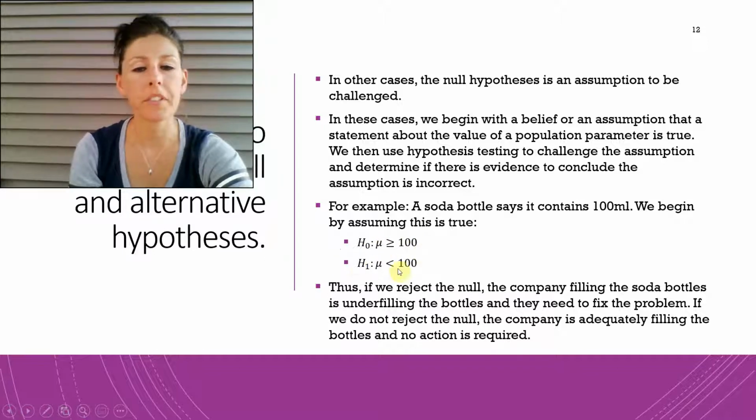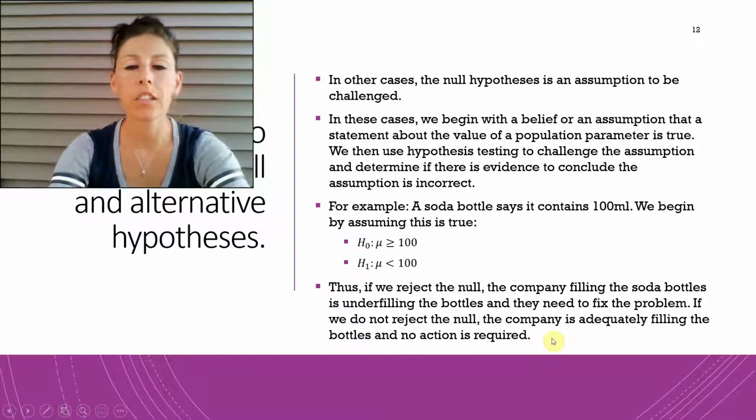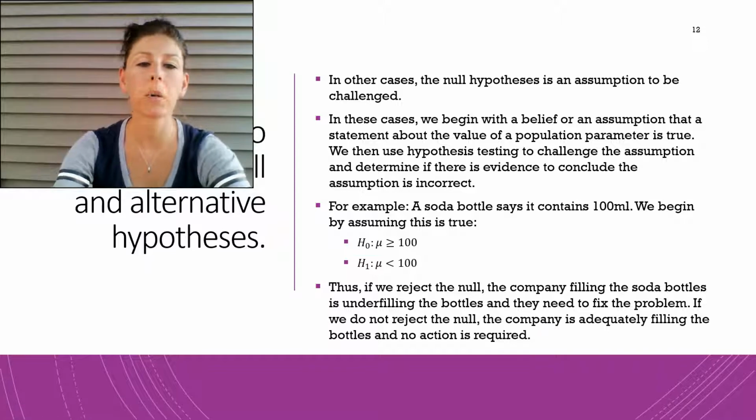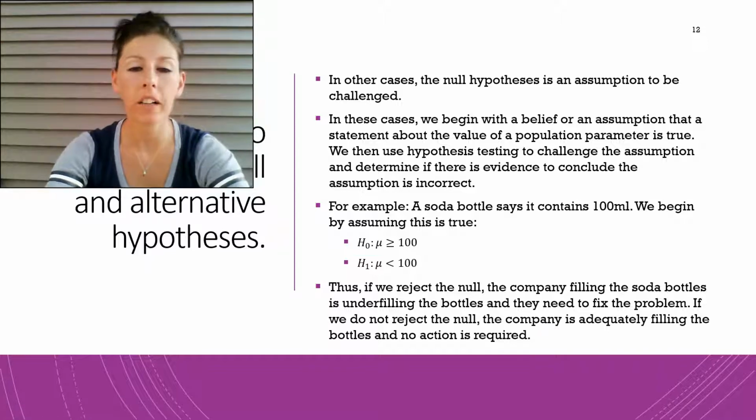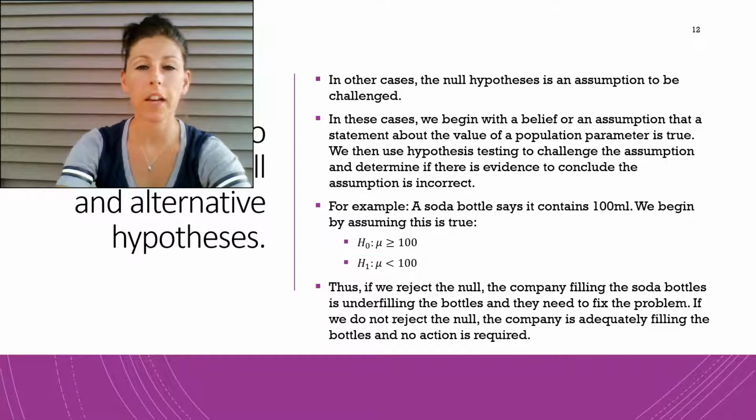So then the alternative is the opposite, that mu would be less than 100. In this case, we would be underfilling our bottles. So if we reject the null, like I just said, the company filling the soda bottles is underfilling the bottles, and they need to fix the problem. If we do not reject the null, the company is adequately filling the bottle and no action is required. So these are the two scenarios of how we write our null and our alternative hypotheses.